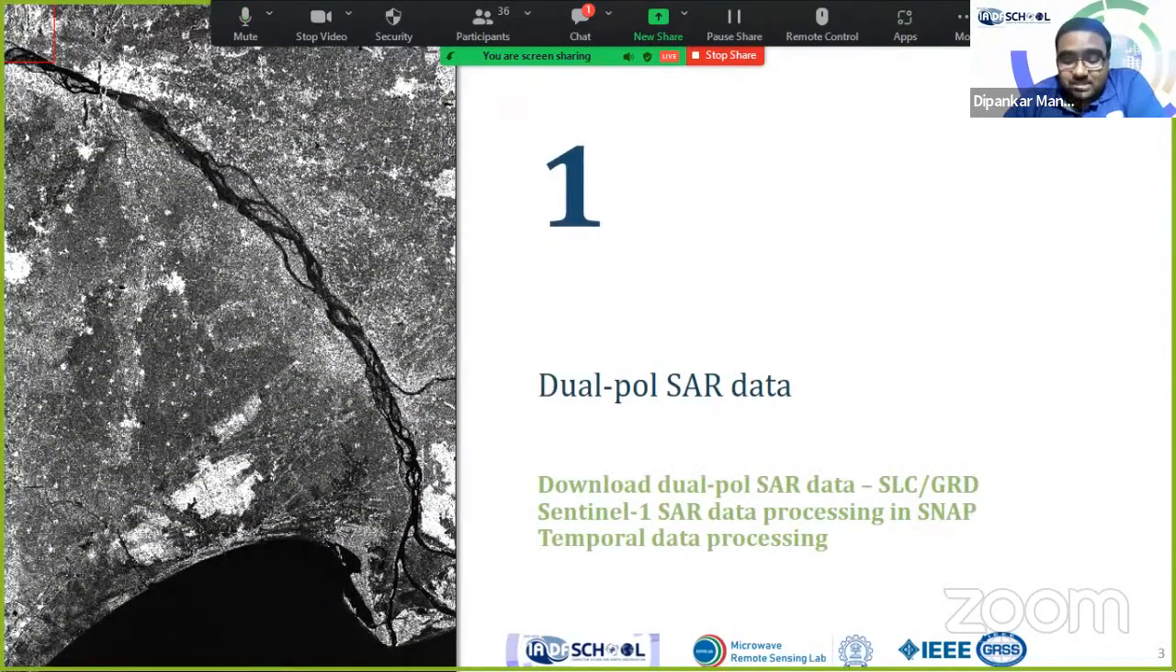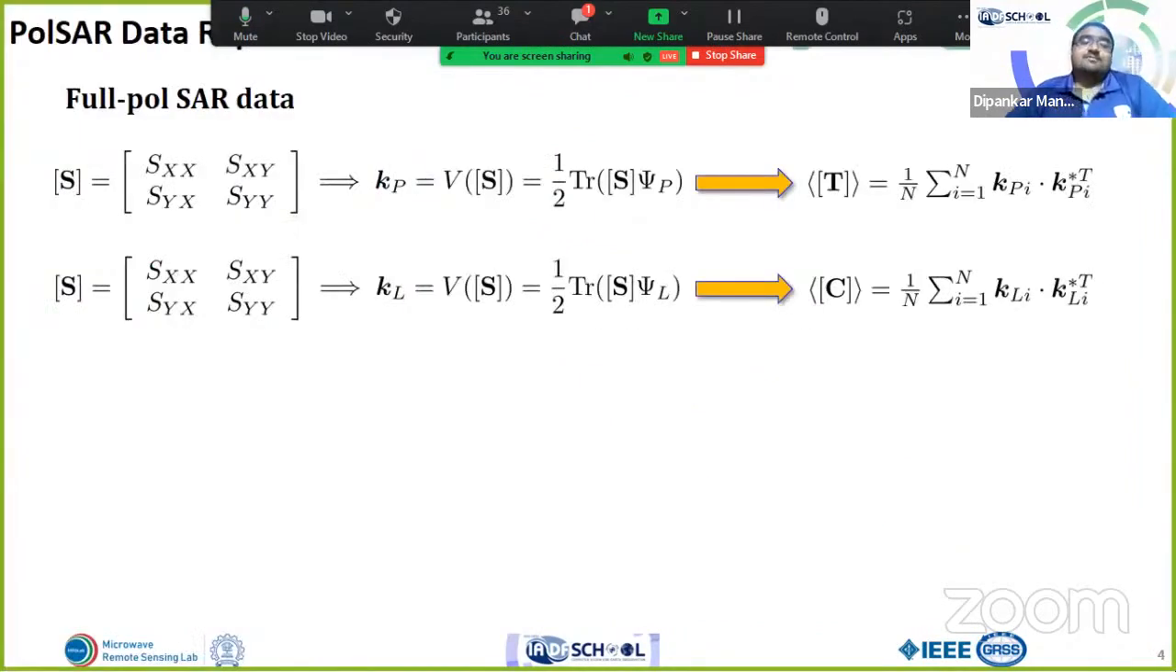So coming to the first part of this session, we'll first see how to download and utilize dual-pol microwave datasets. As you all know, the full-pol representation of SAR data is the Sinclair matrix S, which has co-pol and cross-pol components. From that, we can formulate the coherency and covariance matrices T and C.